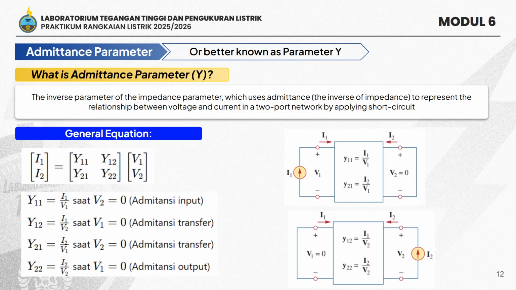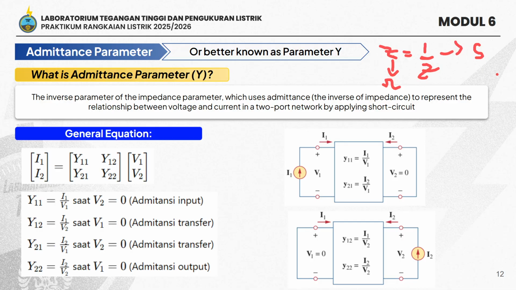Okay, so maybe that's all for impedance parameter. The next one is admittance parameter. So basically, what is admittance parameter? Admittance parameter is the inverse of the impedance parameter, because if the impedance is known as Z, admittance is the inverse, or 1 per Z, and this is called admittance, which has a value in Siemens. If Z is ohm, then admittance is Siemens.